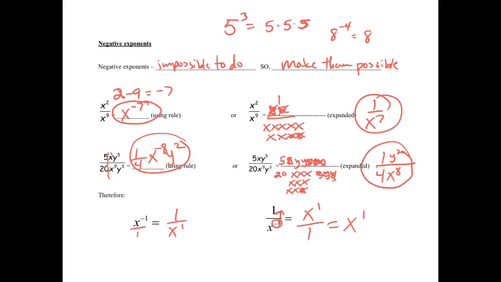So the rule to remember when you're dealing with negative exponents is to make it positive, you flip it. Flip from top to bottom or bottom to top. And when you do that, the flipping action will make it turn into a positive, the opposite exponent that you're looking for.